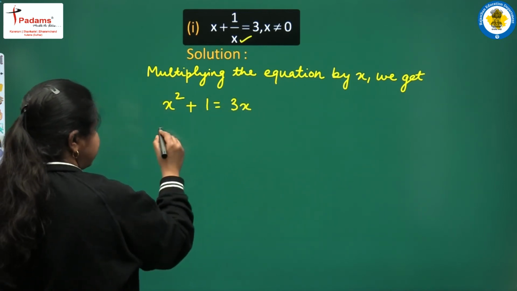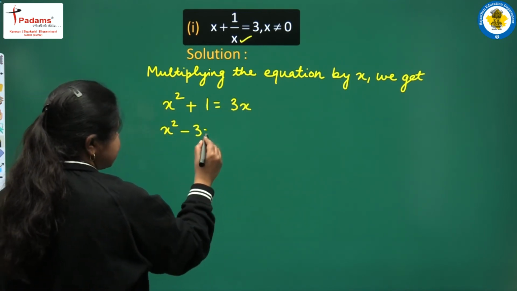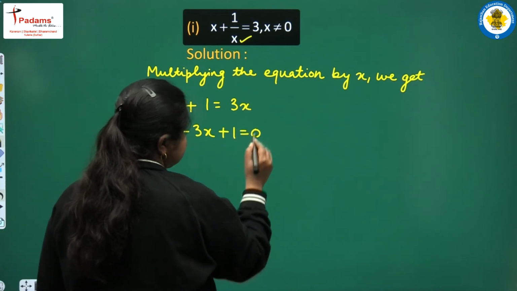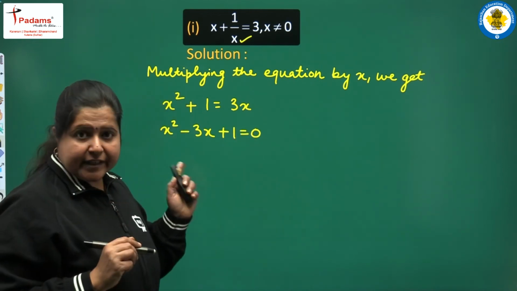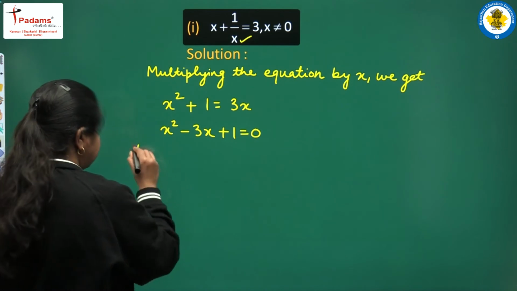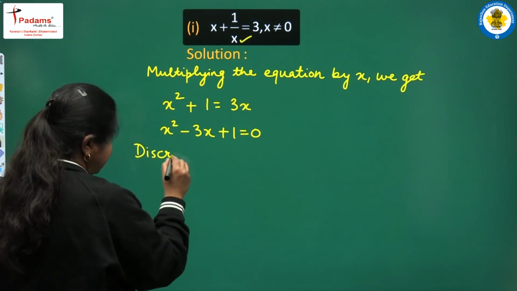Bring this term to the LHS. x square minus 3x plus 1 equal to 0. देख रहे हैं आप, ये हमने स्टैंडर्ड फॉर्म में लिखी है. Now first we find the value of discriminant.